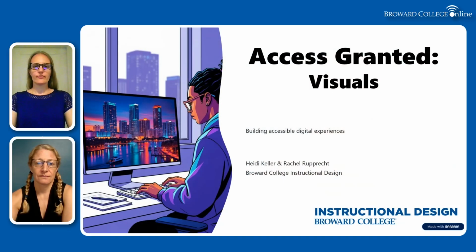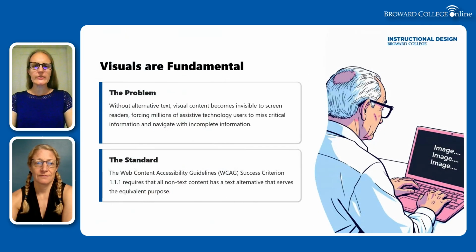And today we will explore how alt text transforms visual content into accessible experiences for all users. So we'll start with some of the why. Visuals are fundamental. Imagine browsing the web without being able to see any of the images. For millions of people who use screen readers, this is reality. That's where alt text comes in. Alt text, which is short for alternative text, is a short description added to an image that conveys its meaning to those who can't see it.